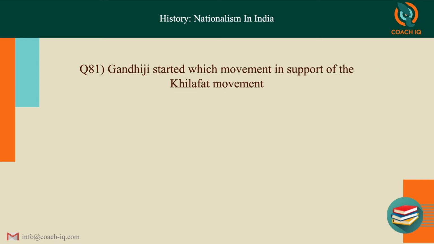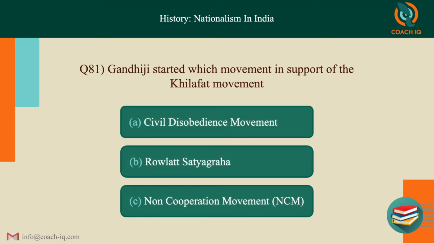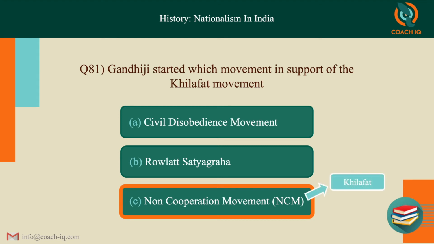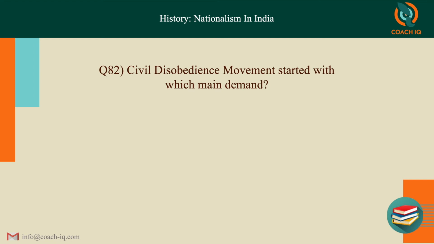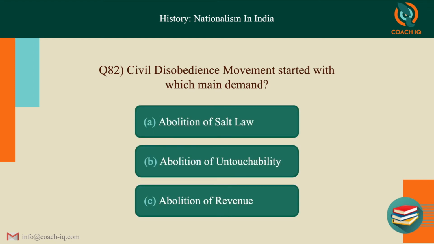Next. Gandhiji started which movement supporting the Khilafat movement? It is non-cooperation movement. Remember, for Khilafat, it is non-cooperation. For opposing the Jallianwala Bagh killings, also it is non-cooperation. Next one. CDM started with which main demand? Abolition of salt law, abolition of untouchability, or abolition of revenue? It is A, abolition of salt law.